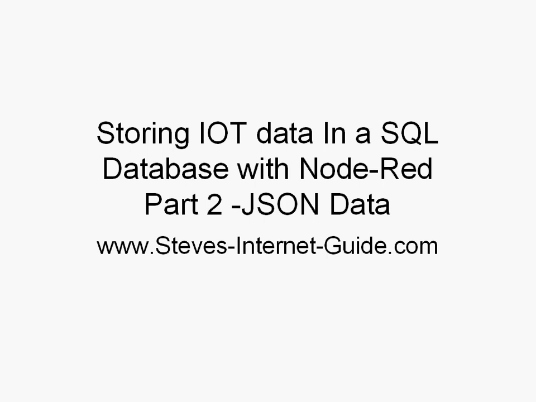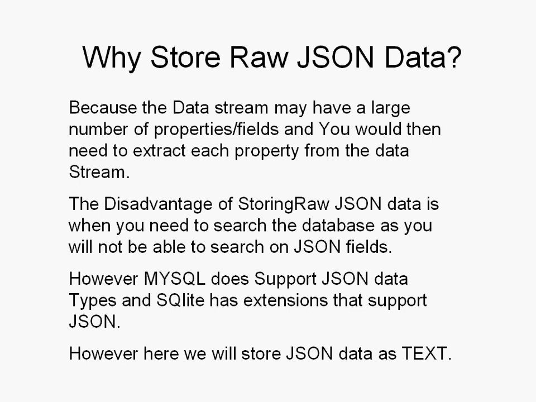This is actually part 2 of a video series on storing IoT data in a SQL database using Node-RED. And in this video we're going to look at storing JSON data. In the previous video we just looked at storing text and numerical data, and I recommend you watch that video if you haven't already watched it before you continue with this video, and you'll find a link in the description below. Okay, so why store raw JSON data?